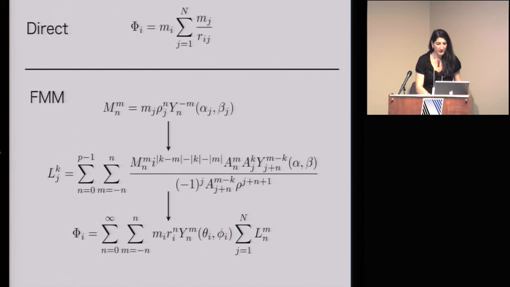So in the direct evaluation, the potential looks something like this. In the fast multipole method, you have this kind of mathematical beast. You have the multipole expansion, which is a function of the spherical harmonics, and this multipole expansion goes in the summations and so on. But in the end, the evaluation of the potential has a similar form to the other one. It just has this more elaborate mathematics in it.